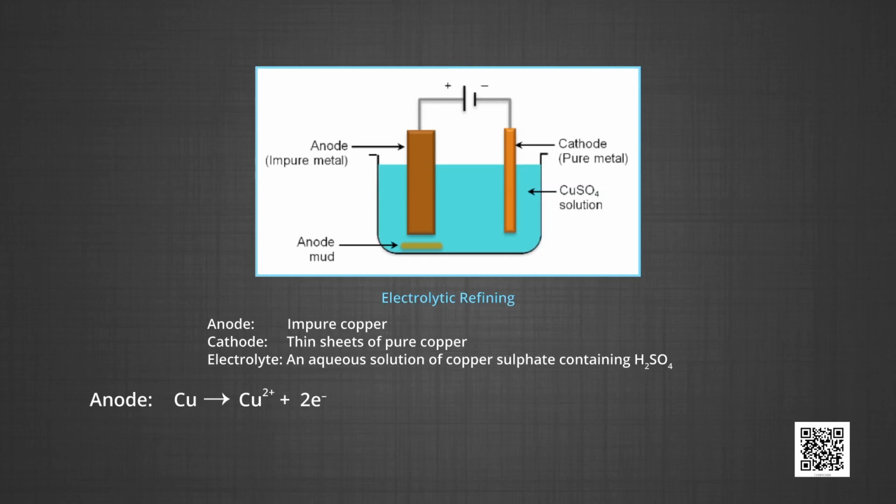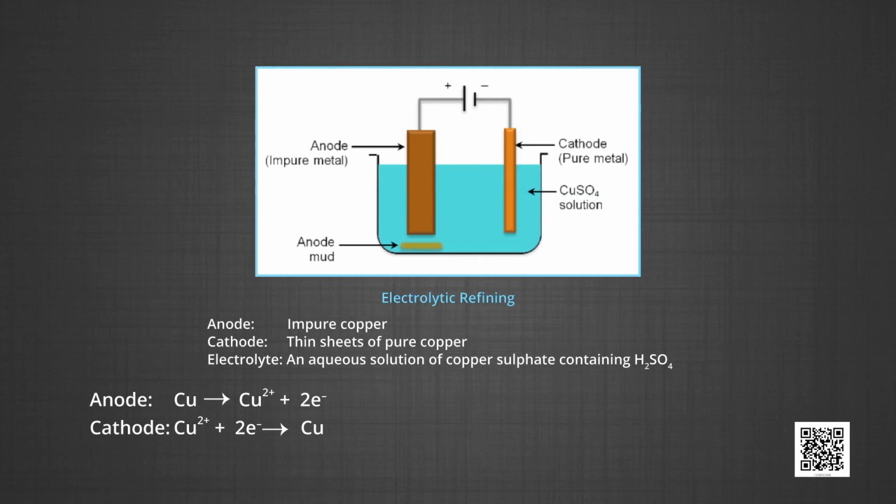The reaction, at anode copper gets oxidized to copper ions plus 2 electrons, and at cathode copper ions pick these 2 electrons to form pure copper metal. On passing electric current, pure copper metal from the electrolyte solution deposits on the cathode. At the same time, an equal amount of impure copper dissolves from anode into the electrolyte solution.